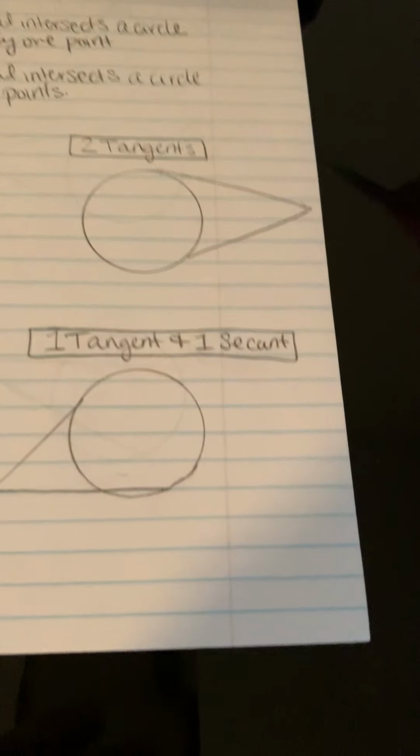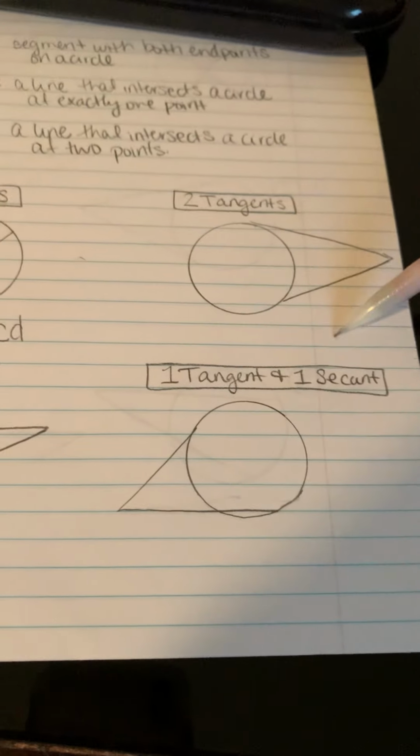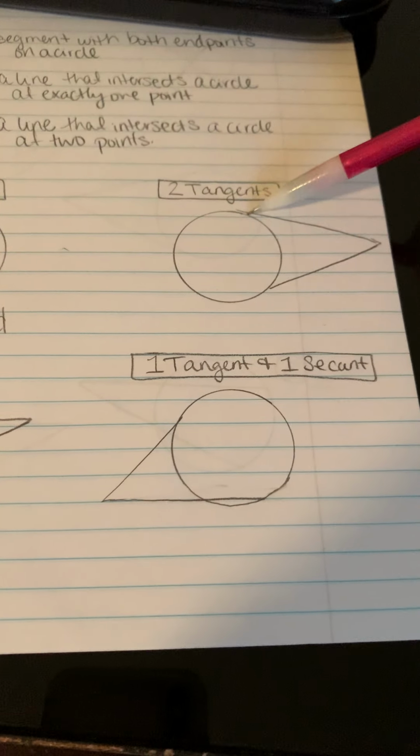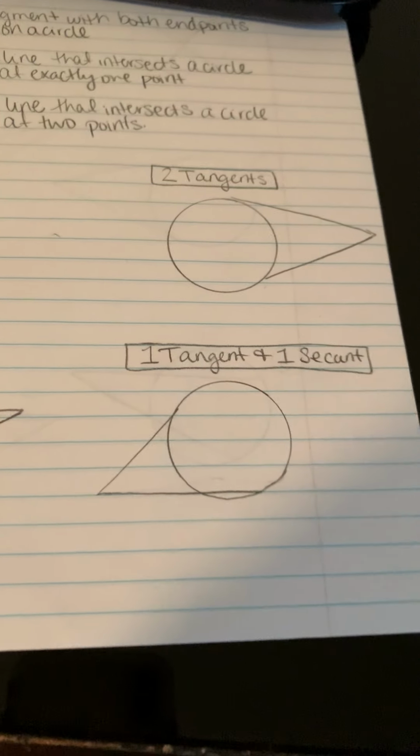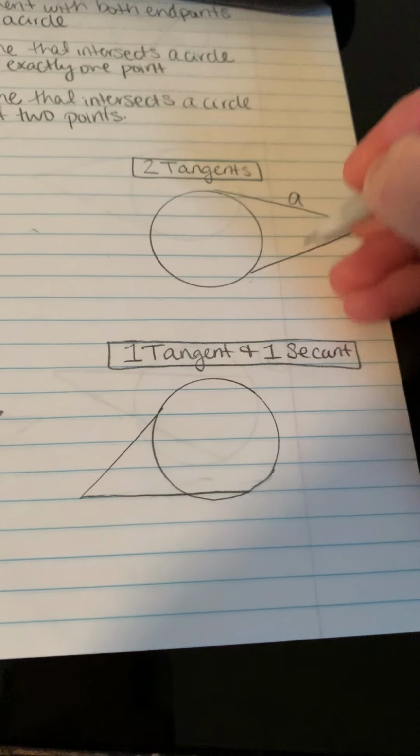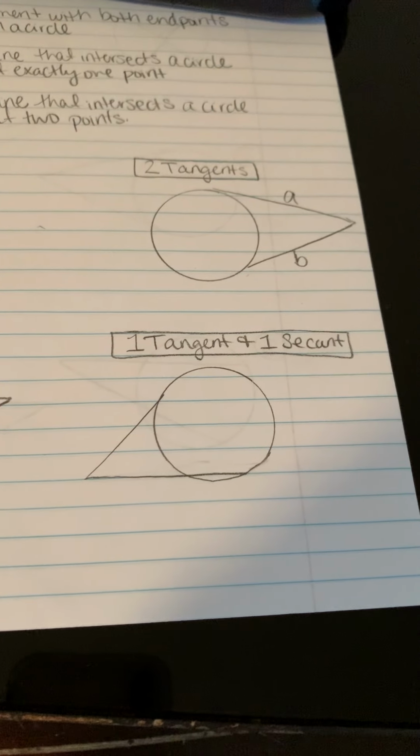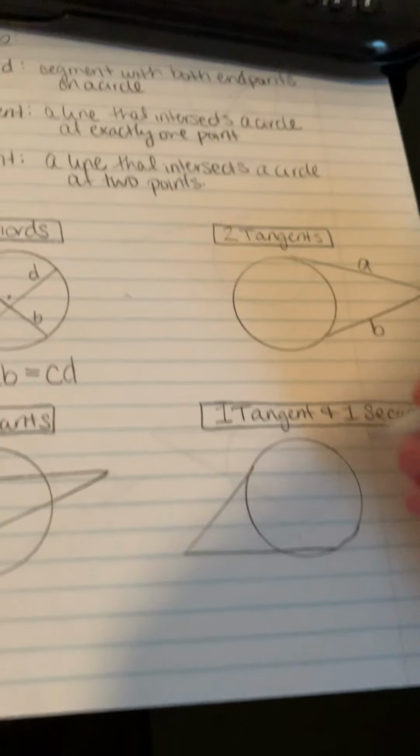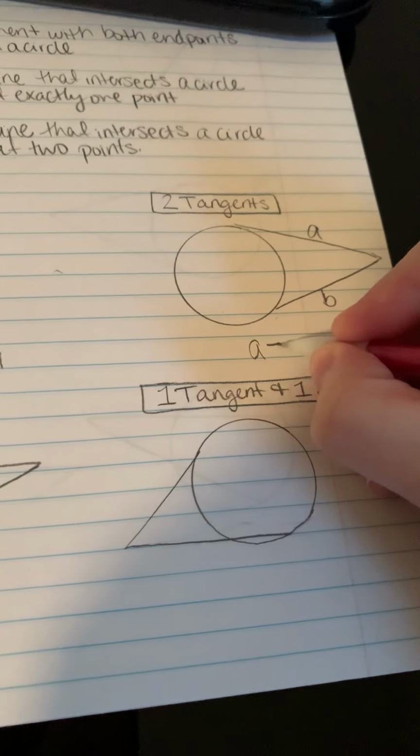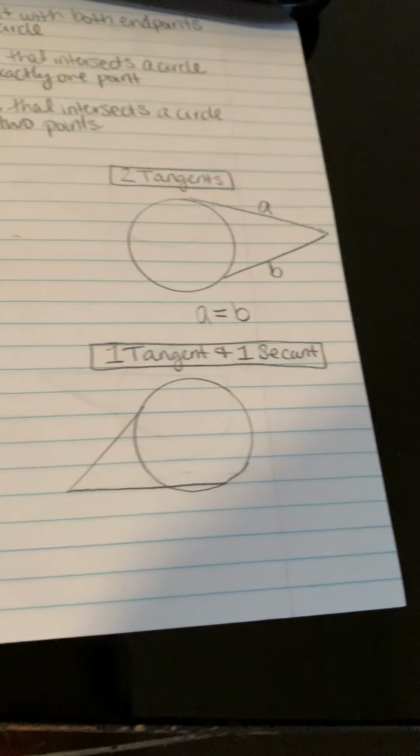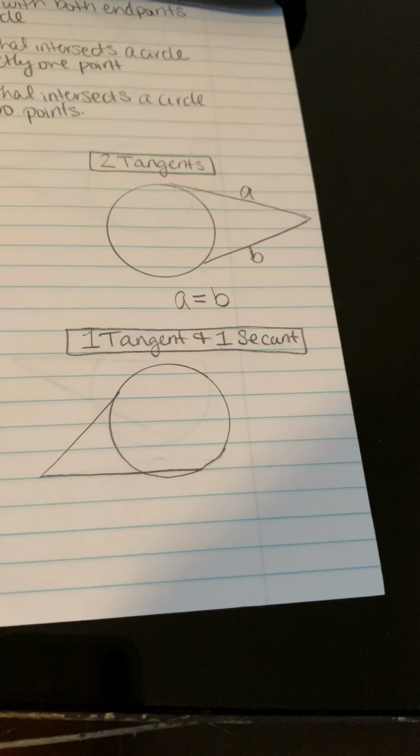Okay, 2 tangents. Okay, remember tangents where it intersects the circle at 1 point. It touches at 1 point. I'm going to label this A and this B. Okay, and we've already talked about tangents, but to remind you that it would be A equals B. Tangents are equal to each other.